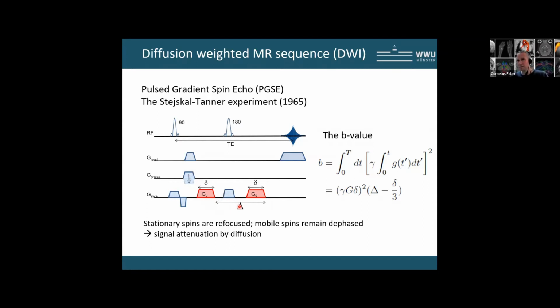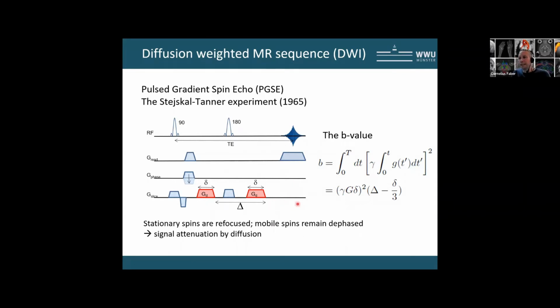Now, what is so special about this Stejskal-Tanner experiment is that we have 2 additional gradients, and these are the diffusion sensitizing gradients. They are indicated in red here. They have an amplitude of G, and a duration of delta, and they have a separation of, here, the capital Delta. And what this sequence does is special. It basically does nothing to the stationary spins. However, it dephases mobile spins. And this leads to a signal attenuation. We will look at that in detail in the next 2 slides.